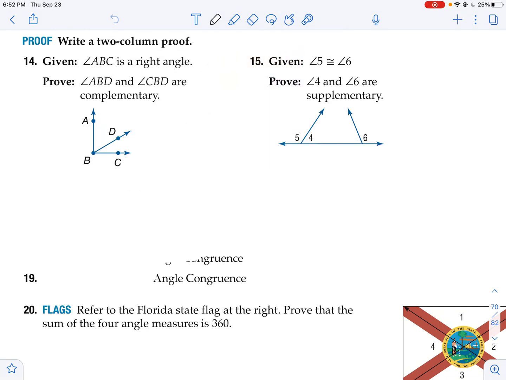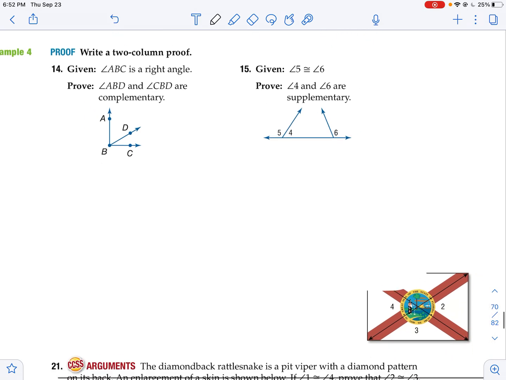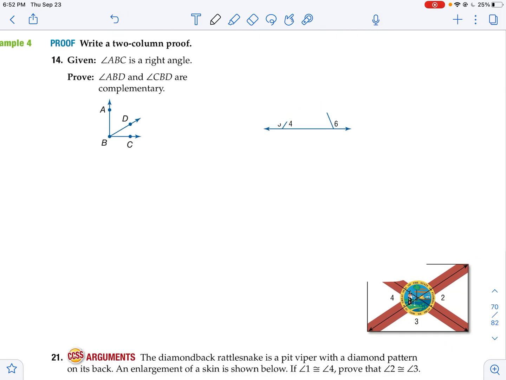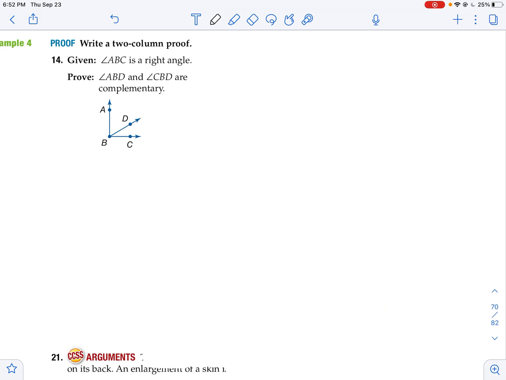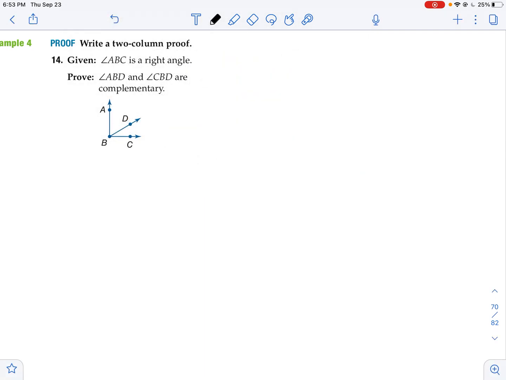So just give me a second here to create enough space that I can actually write in. All right. So I'm going to make my two columns here.